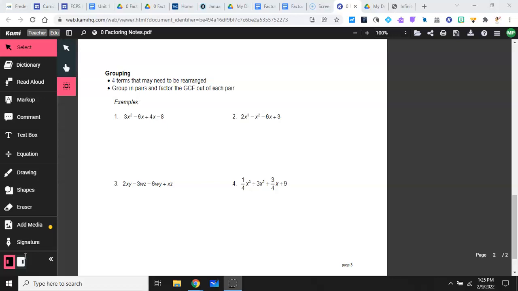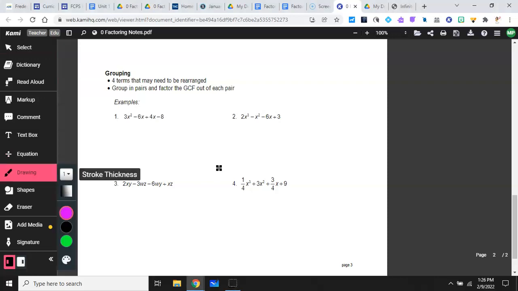So when we factor by grouping, we're basically grouping our four terms in sets of two. Factor by grouping is only really ever used with four terms. So here we go. We've got four terms. I can group them into sets of two. So I'm going to group my first two and then my last two.